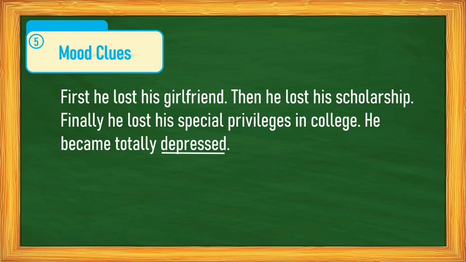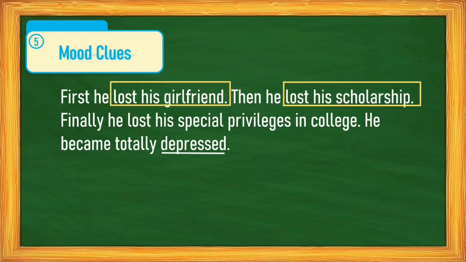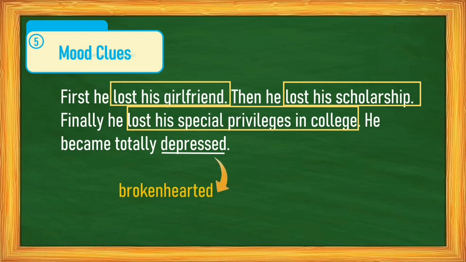Now, let us try to summarize the clues in this example. The first event is he lost his girlfriend. The next one is he lost his scholarship. And the next one is he lost his special privileges in college. Now, if we are going to summarize these three events, we will be able to come up with the correct meaning of the word depressed. If these things happen to you, more likely you will get depressed. Or we can also say you will be broken-hearted.